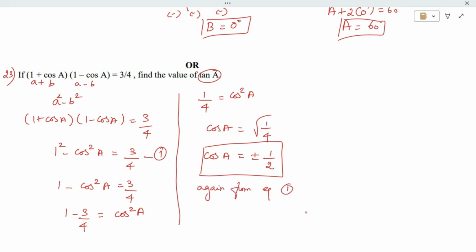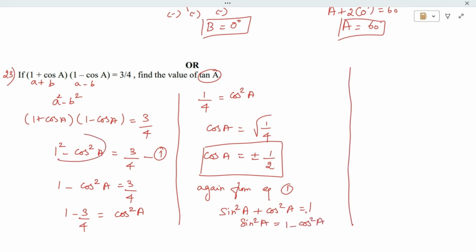I know 1 minus cos square A is sine square A, as per the identity sine square A plus cos square A is 1, isn't it? So sine square A is nothing but 1 minus cos square A. So I can substitute sine square A instead of 1 minus cos square A, which is equal to 3 by 4. So now take the square to the other side. So sin A is equal to root of 3 by 4, which is nothing but plus or minus root 3 by 2, since the square root of 4 becomes 2 outside the square root.